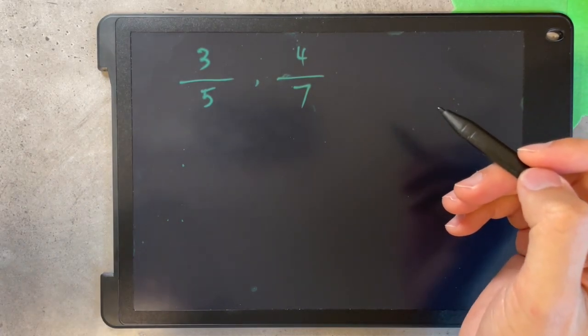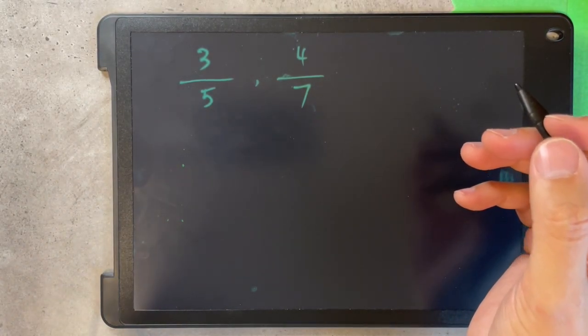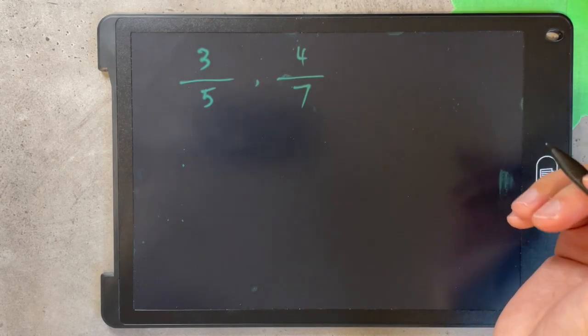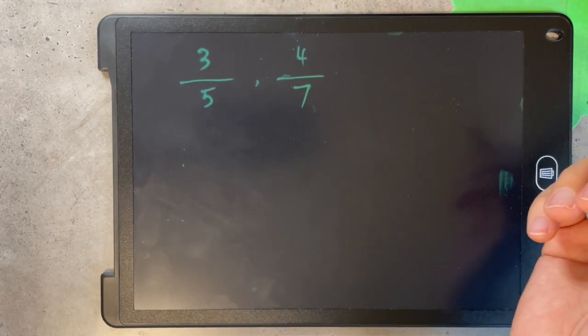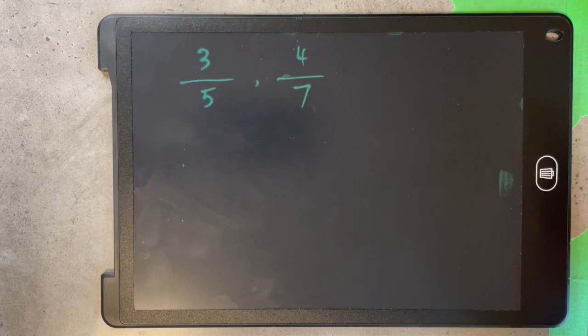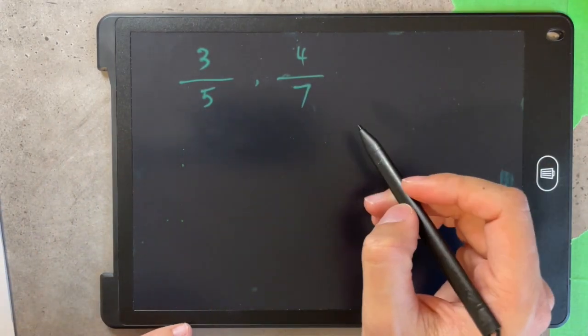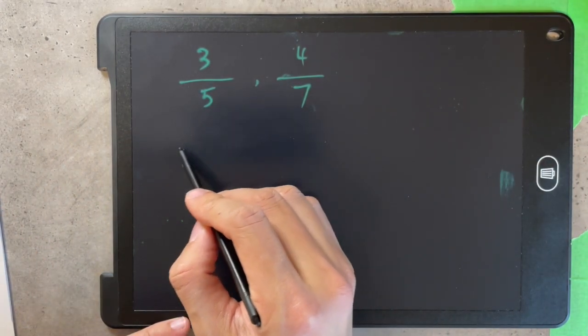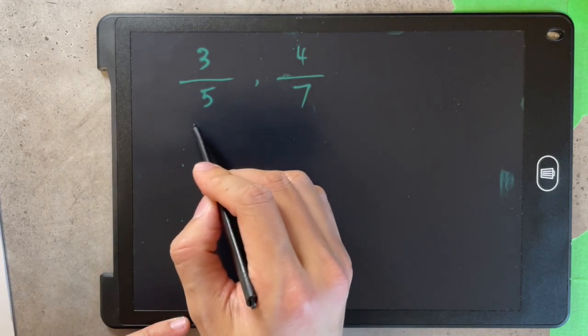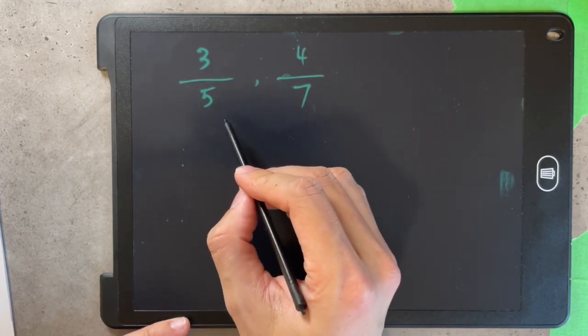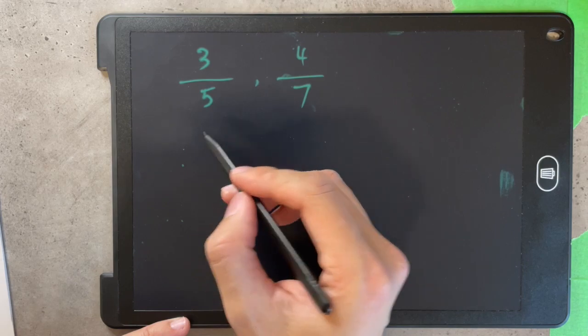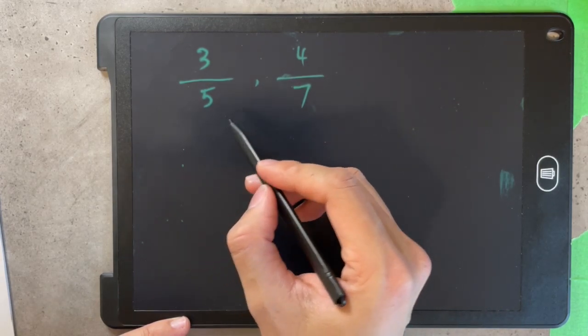The other way is making both denominators the same by finding a common multiple. So we can do it like this. Normally we would actually go for the denominators. It makes more sense. But either way is fine.